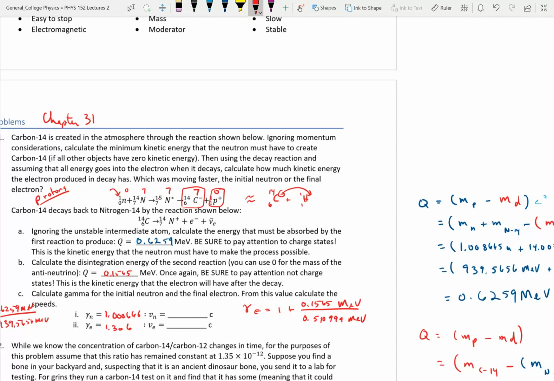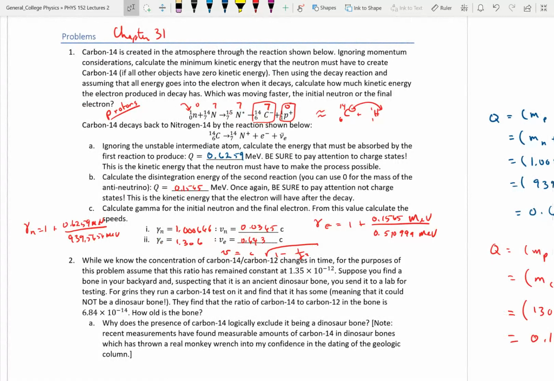Now you can look at this right away and you realize, well, the electron is going faster because that's a much bigger gamma. But we've learned since gamma is defined as 1 over the square root of 1 minus v squared over c squared, then v is equal to c times the square root of 1 minus 1 over gamma squared. And so doing that for each one of these, you find the neutron is going 0.0365c, whereas the electron is 0.643c. So the electron is cooking at a relativistic speed, whereas the neutron, that's a non-relativistic speed, right? That's less than a tenth the speed of light.